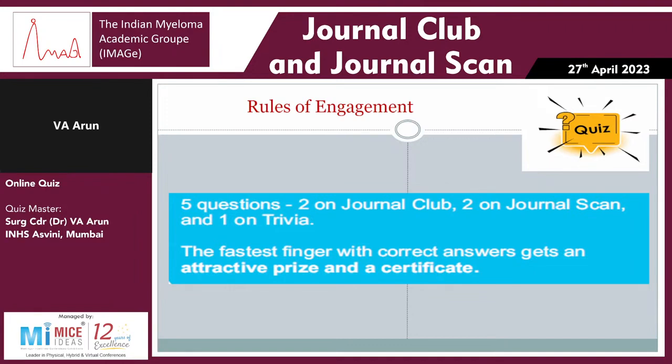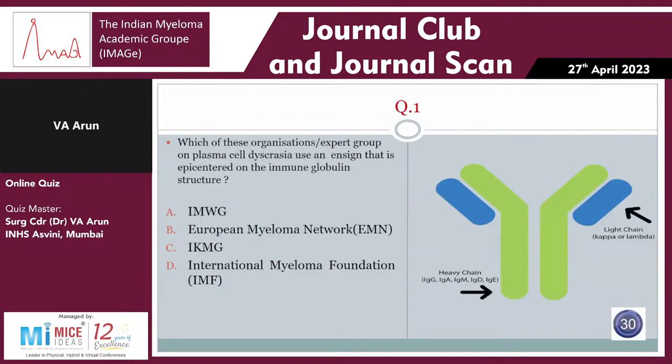First question. Which of these organizations or expert groups on plasma cell dyscrasia uses an enzyme that is epicentered on the immunoglobulin structure? Is it the International Myeloma Working Group, the European Myeloma Network, the International Kidney Monoclonal Gammopathy Group, or the International Myeloma Foundation? You have 30 seconds to answer each question.